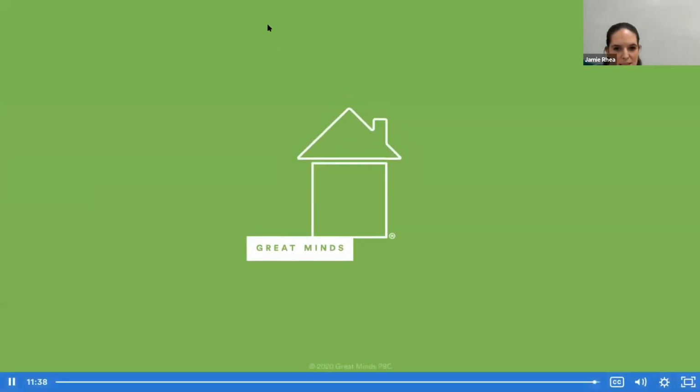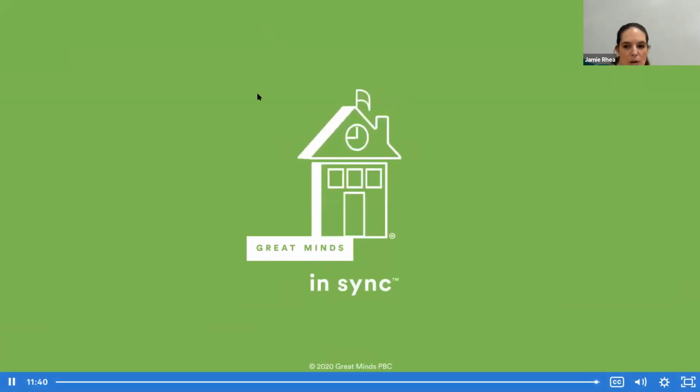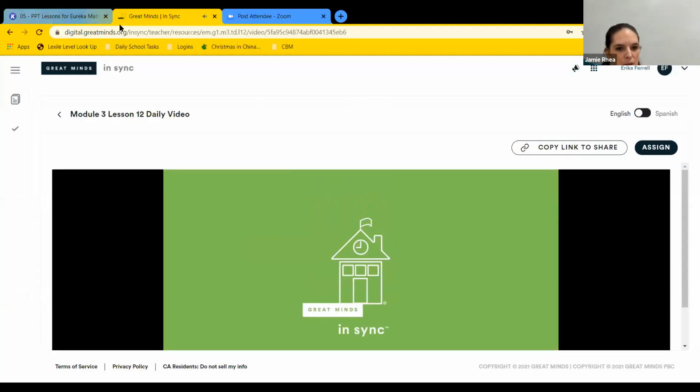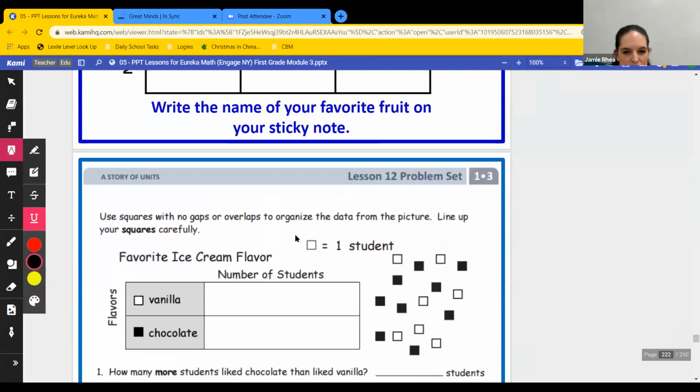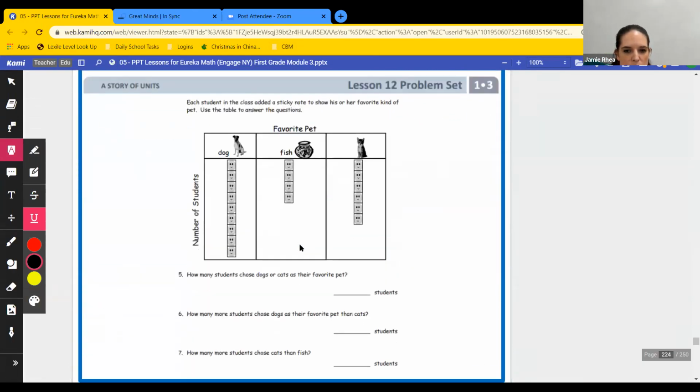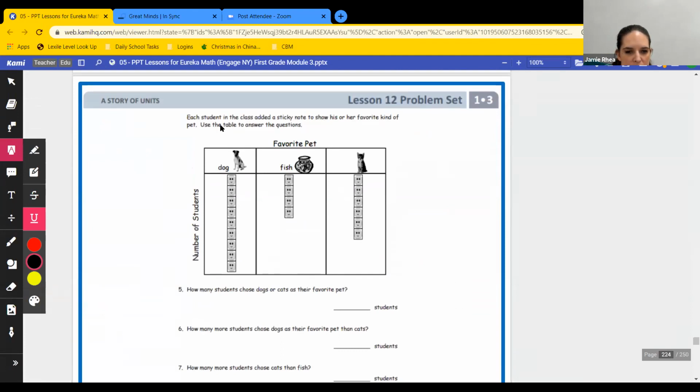Okay, friends, let's go to our problem set. Oh, I hope I click on the right thing. All right, so she wants us to do 5, 6, and 7. So you have these on yours, but we're not doing those. We're going to do this one right here, 5, 6, and 7. Each student in the class added a sticky note to show his or her favorite kind of pet. Use the table to answer the questions. So here's our table. It's already got the sticky notes on it.